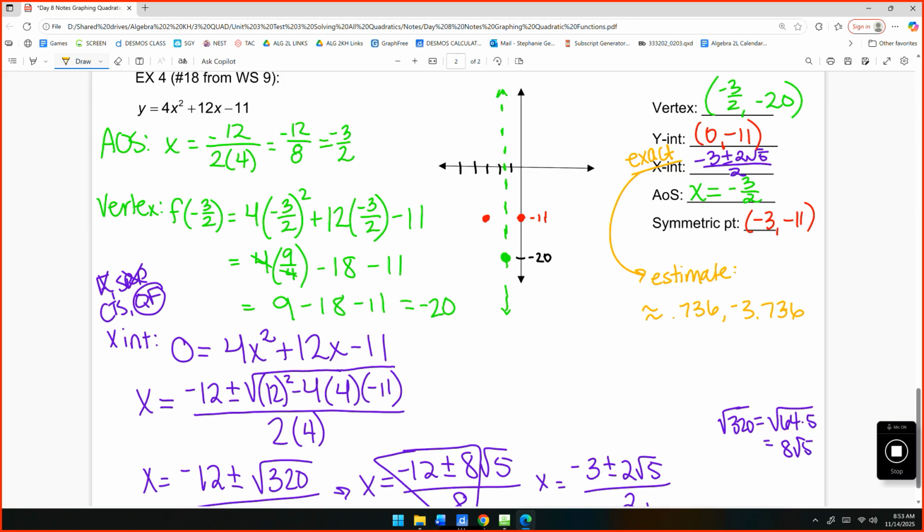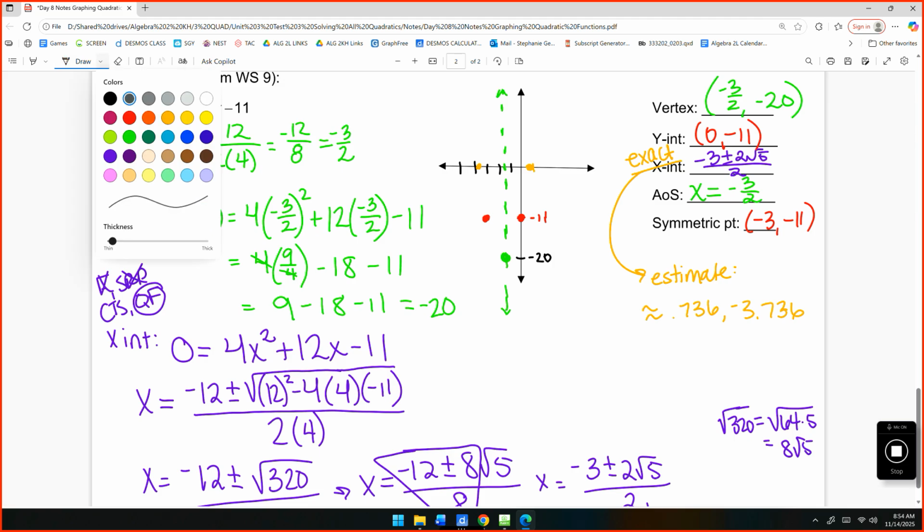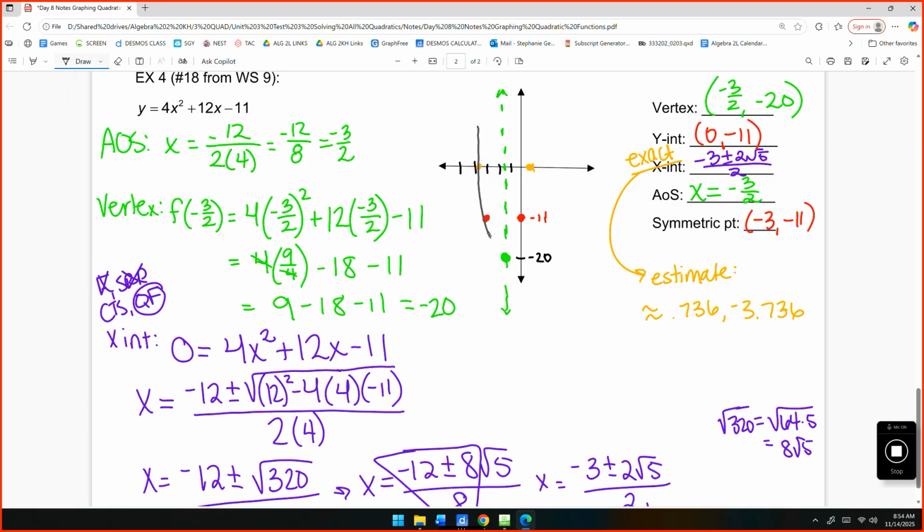Okay, and then that is what we can graph. We can try to graph the estimate. So if 1 is here, we've got one x-intercept that's almost at 1 and another one that's almost at negative 4. 1, 2. Okay, so we can kind of eyeball our estimates. But it's just that, it's an estimate.